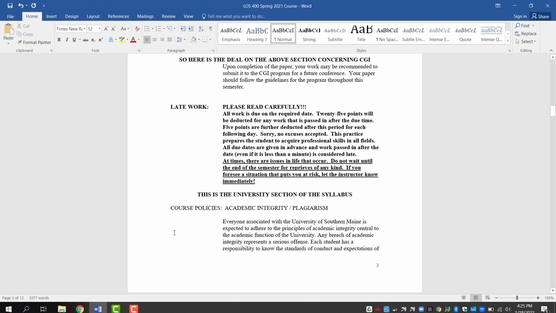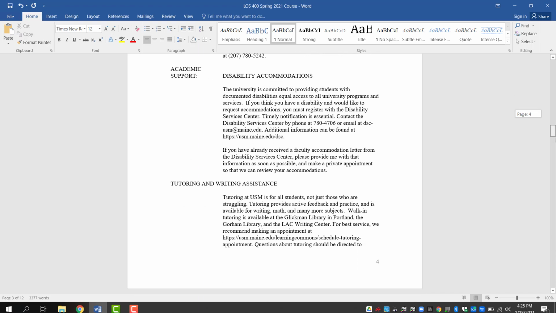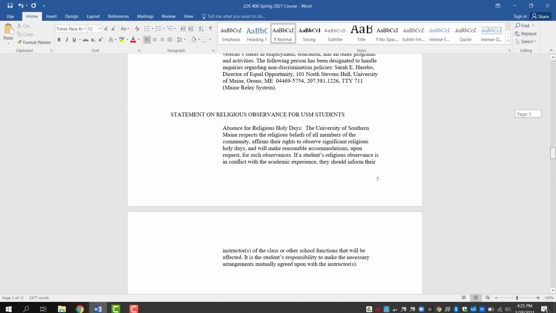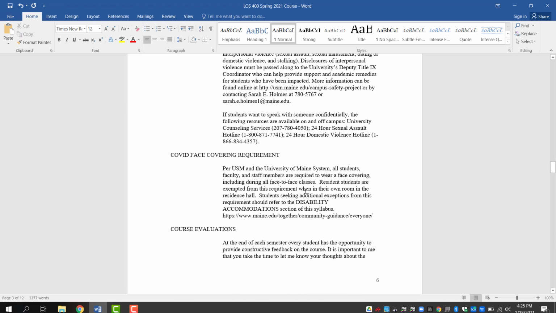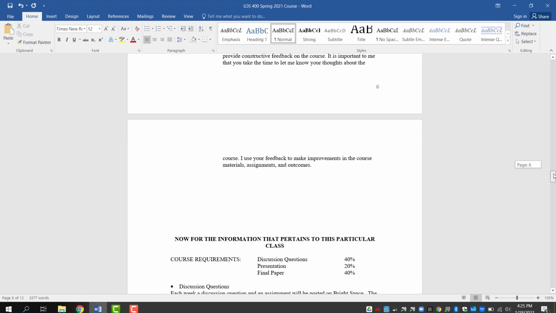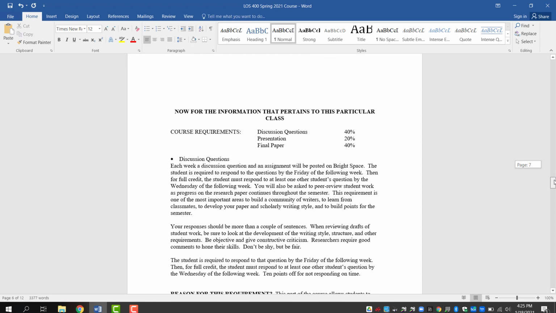Now, USM asks all of us to put down the course policies and then those for the university. So this is the university section of the syllabus, and we're going to look at how up to date they are. The COVID face covering won't apply to us because we're all online. So basically, there are three sections here. The discussion questions are 40%, and the final paper is 40% of the grade in this class.